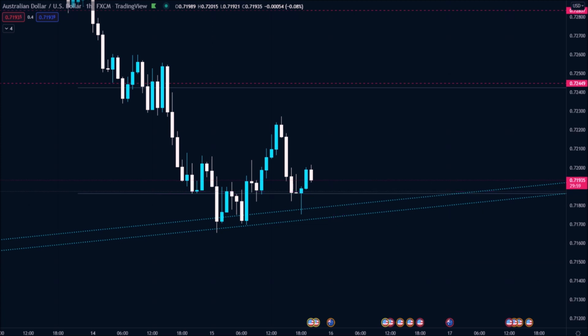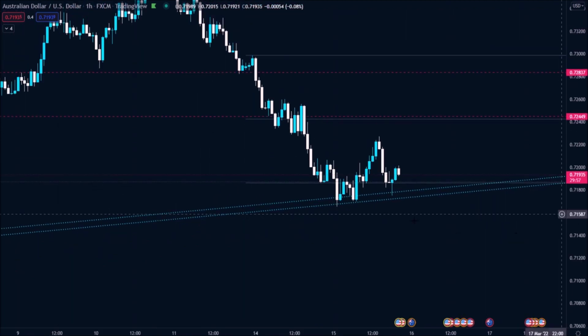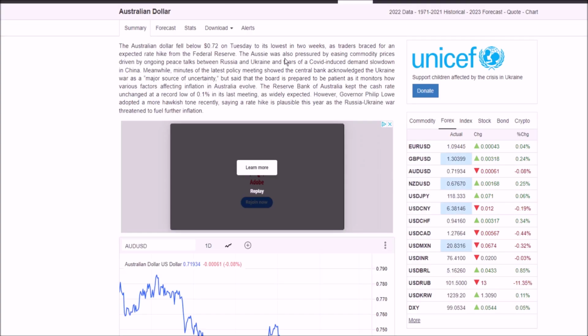So some fundamentals. Website I like to use is Trading Economics, and it just gives you a little brief summary of what's going on. So if you do have a trading idea and you're not really up to scratch with fundamentals, this gives you a little bit of insight, maybe some confidence with your trade ideas.